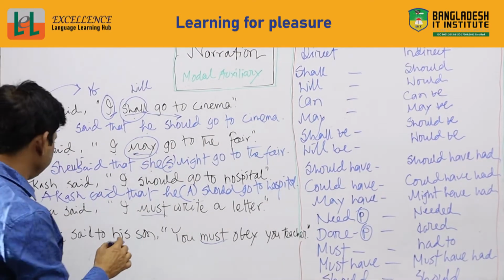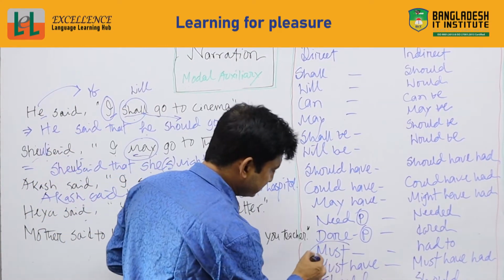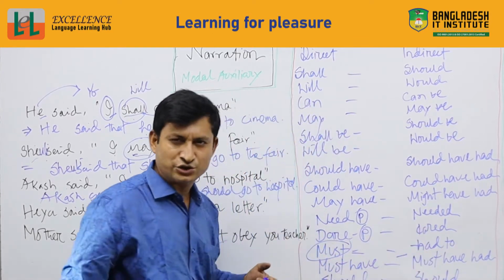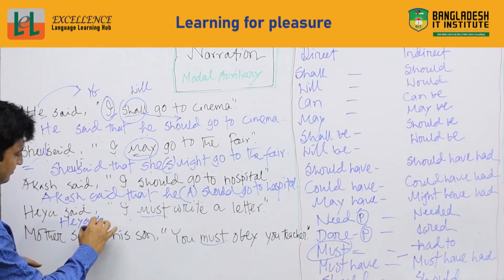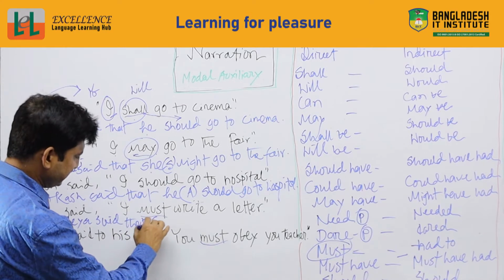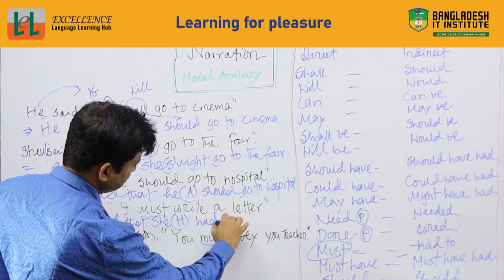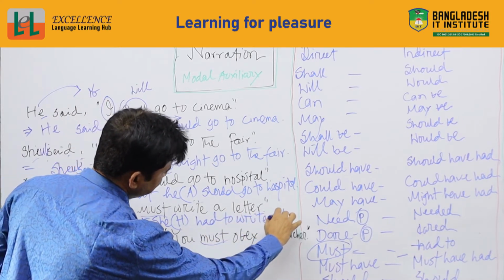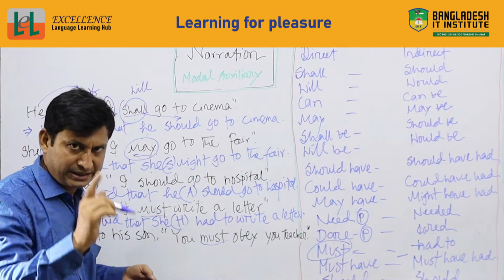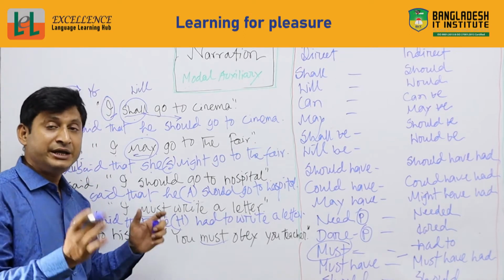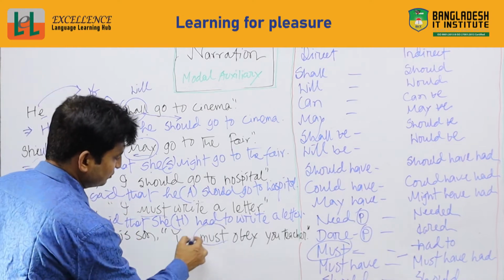Okay, that's all. So have a look here, Shahana said I must write a letter. I must write a letter. So if you get must, you need to change it to had to. Okay, had to. Well, so here she said that she, in bracket H, had to write a letter. So here must is changed into had to in indirect speech. But if we get must in indirect speech and it's obligatory, of course we need not change it.